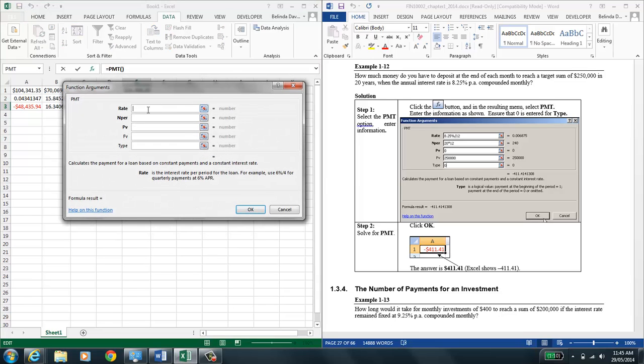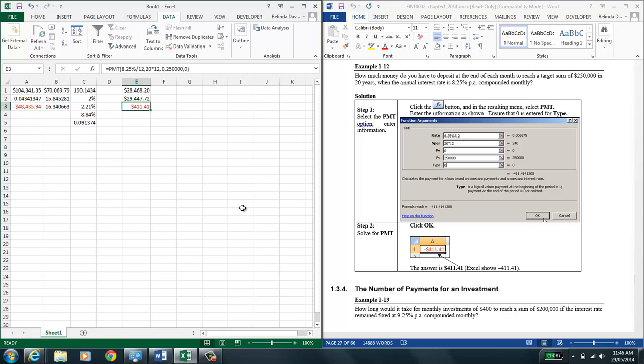So the rate is 8.25% compounded monthly. The number of periods, it's going to be 20 years, so 20 times 12. The present value is 0. We have nothing invested at the beginning, but the final amount is $250,000.